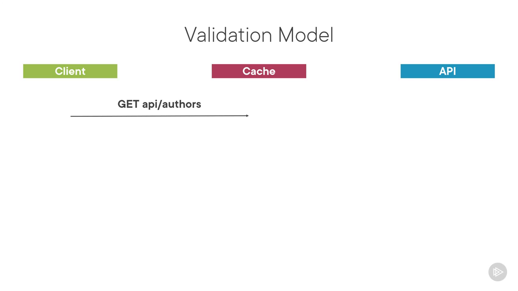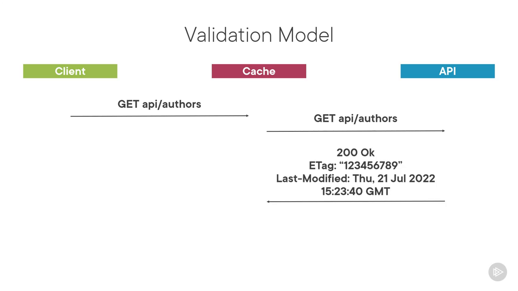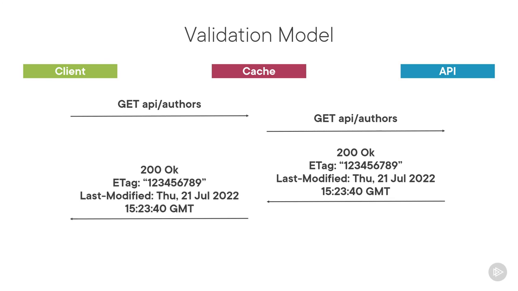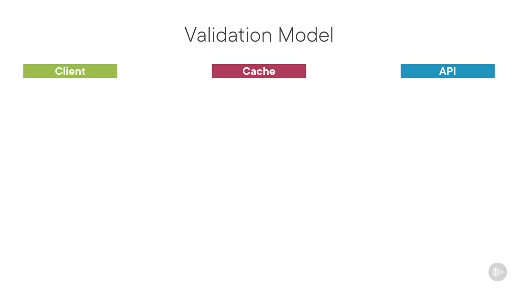The application sends a request to get the authors. The request hits the cache. There is no cached version of the response available, so the cache forwards the request to our API. Our API returns a response that includes an E tag and a last modified header. That is sent to the cache again, which forwards it to the consuming application, but at the same time stores a copy of this response. After that, the client app sends a request to get the authors resource again, 10 minutes later. We hit the cache, but we cannot be sure that the response that has been cached is still fresh.